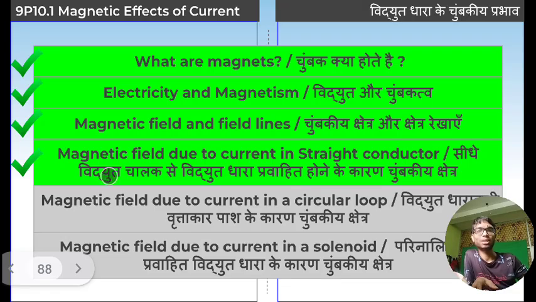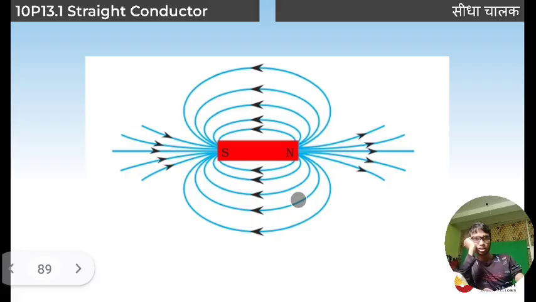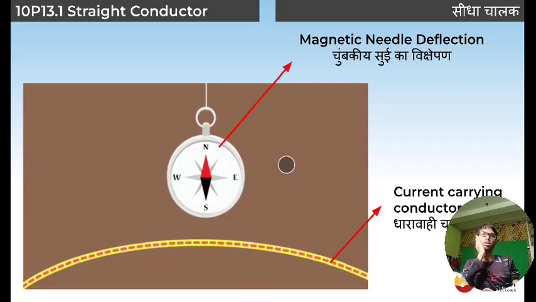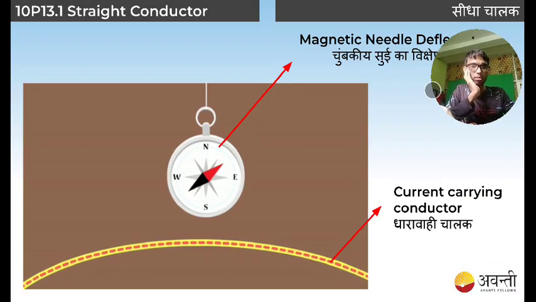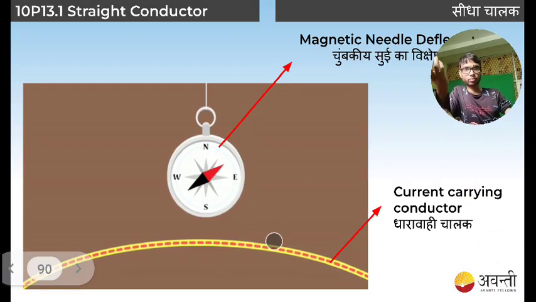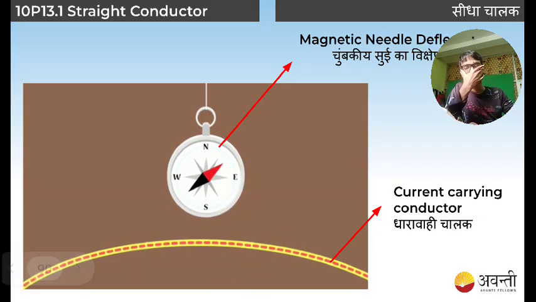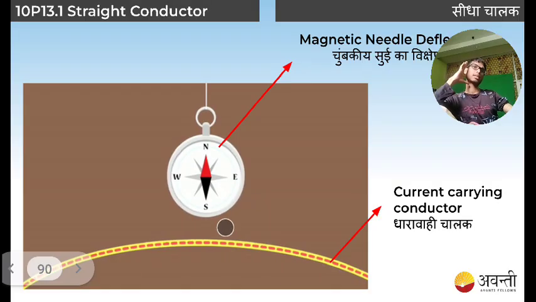Here we came to the magnetic field due to current in a straight conductor. We are familiar with this, but we don't have a conductor right now, only a magnet. Now we have this compass, and this is a wire. In this wire, electrons are moving. That's why we say this conductor is carrying current.